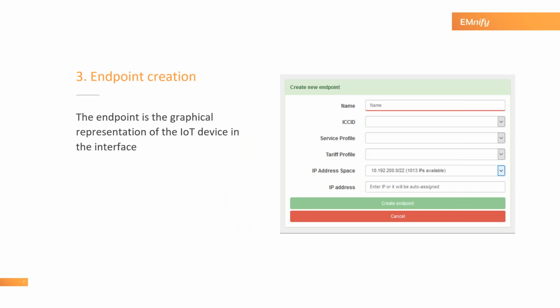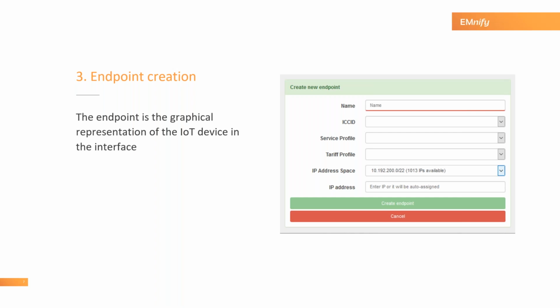So what is an endpoint exactly, and why do we have the differentiation on the EMnify user interface between an endpoint and a SIM card? Well, it's a bit like in the real world where our customers have IoT devices and they have the SIM card. They put the SIM card in the IoT devices. In the UI, we will assign the SIM card to an endpoint, which is the graphical representation of the IoT devices in the user interface.